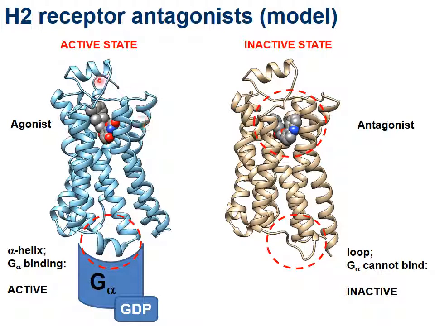So overall, you can see that this is the active receptor bound to an agonist, and if you compare this structure with the one here on the right, which is inactive, overall the structure is really very similar. However, if you look closely, there are many differences which are caused by the different binding of the antagonist versus the agonist. And the most pronounced difference is here on the cytoplasmic side of the receptor, and it's circled here in red.